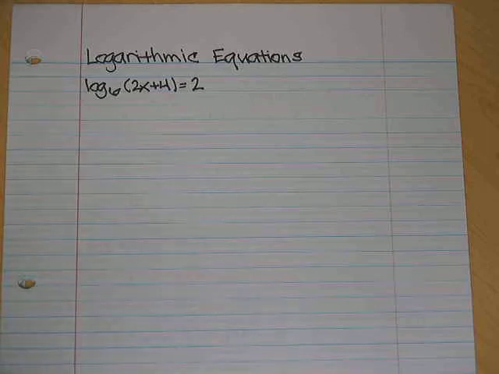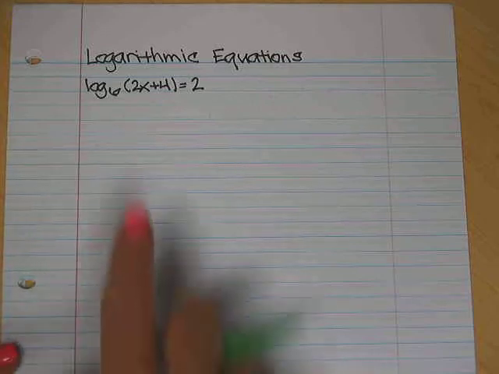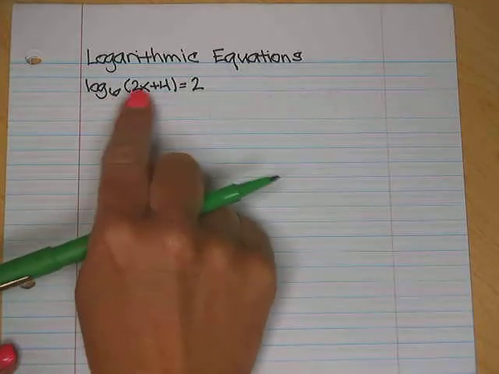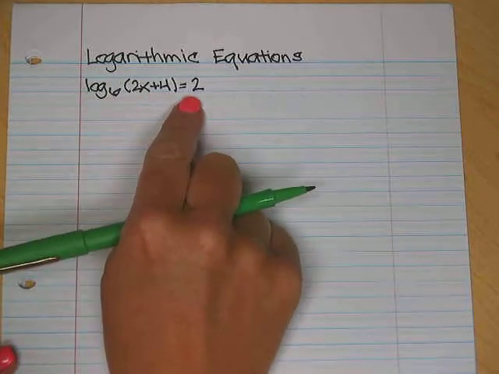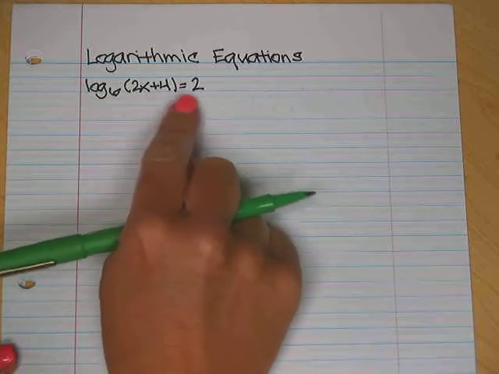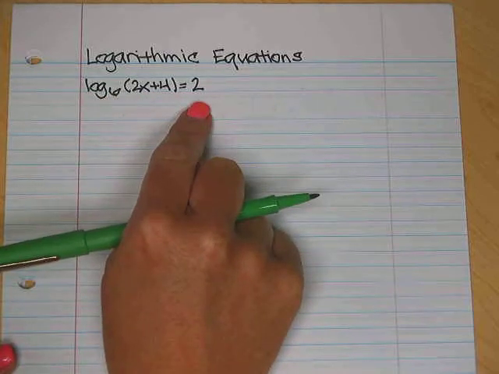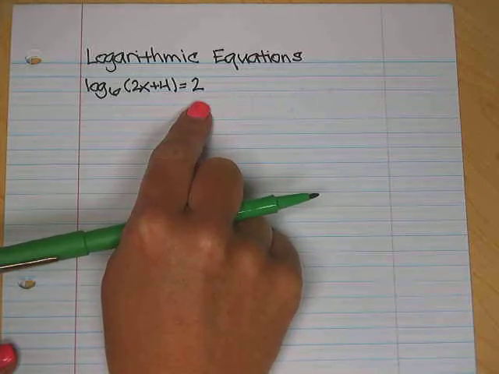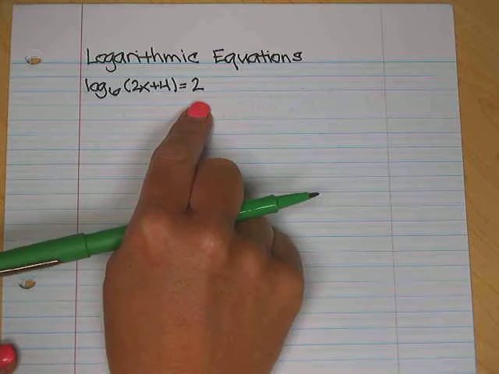We are going to look at solving some logarithmic equations. There are three basic situations that happen with logarithmic equations, and we're going to look at each one. The first situation that we encounter is one like this. I have log base 6 of 2x plus 4 equals 2. So I have a logarithm on the left and a constant on the right. When that happens, we are going to rewrite the logarithm in exponential form.